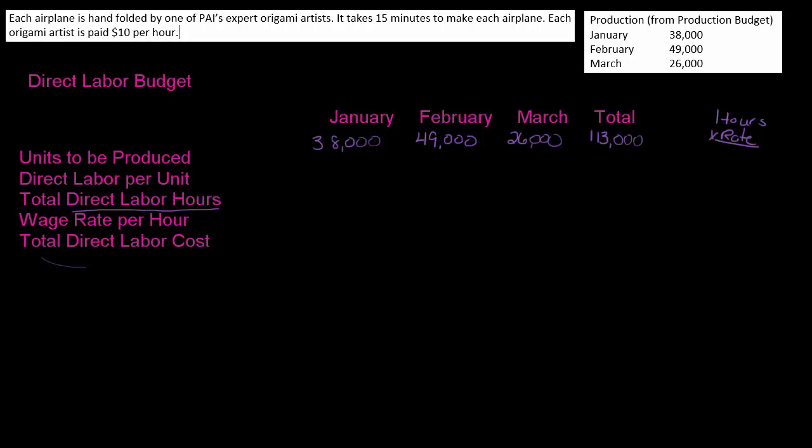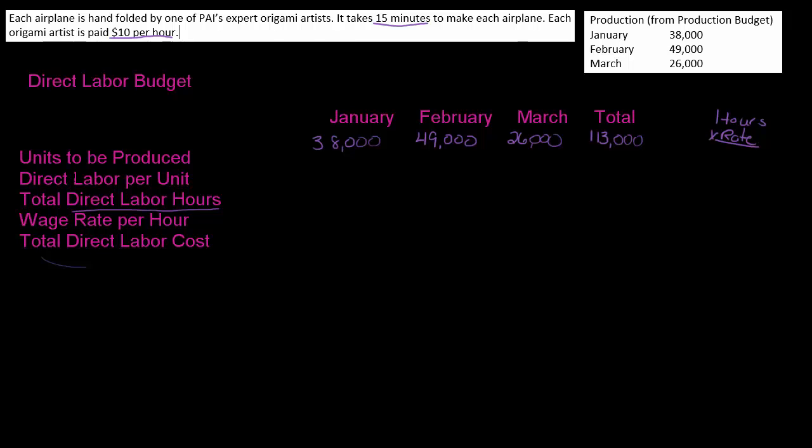All right, so let's see what it says about direct labor in our problem. And again, if you wanted to download the entire problem that we're working with, click on the link at the bottom of the video and you can download all the information used in the Paper Airplane International problem. So each airplane is hand-folded by one of Paper Airplane International's expert origami artists. It takes 15 minutes to make an airplane, and each artist is paid $10 per hour.